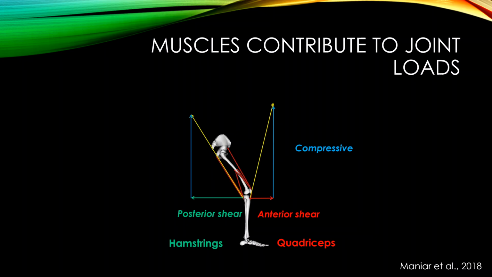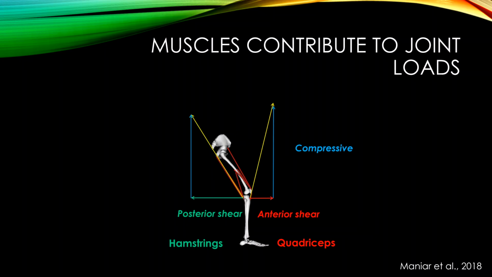Well, based on this, we can actually see that that is because the quadriceps tend to pull the tibia forwards. We also mentioned that the hamstrings, if we increase force in the hamstrings, it tends to unload the ACL. Well, you can see here, that's because the hamstrings tend to pull the tibia backwards.